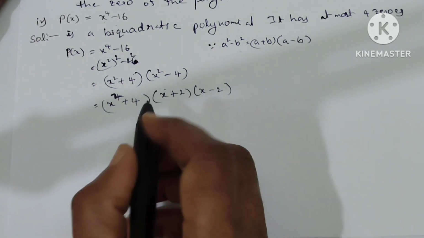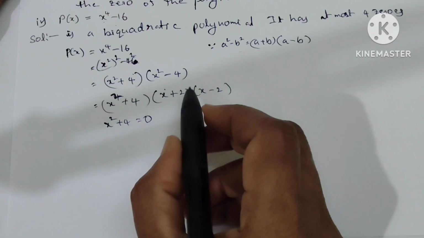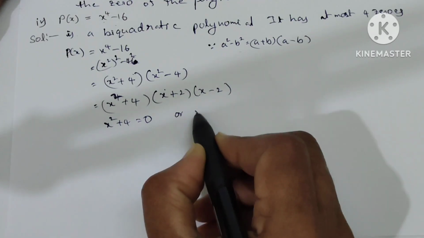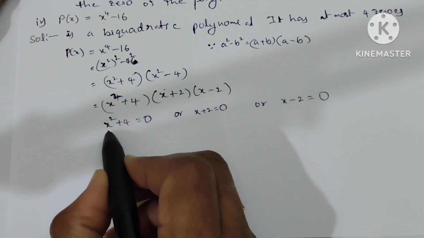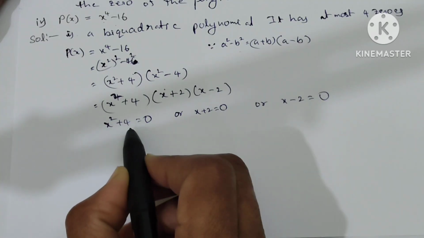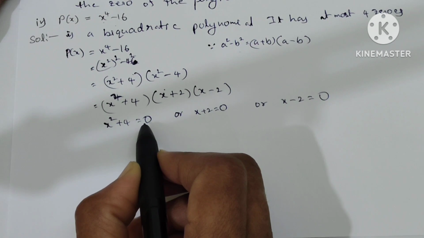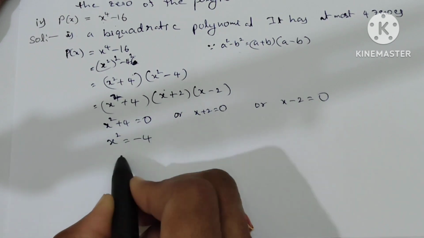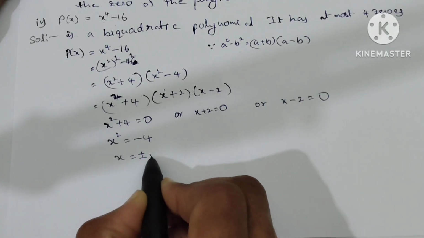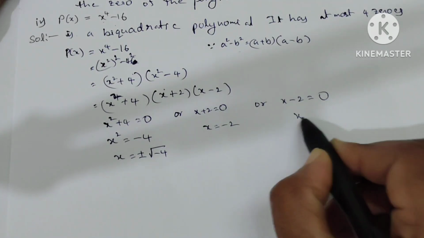So now x to the power of 2 plus 4 equal to 0, or x plus 2 equal to 0, or x minus 2 equal to 0. So x square plus 4 equals 0 means x square equal to minus 4. X square equal to minus 4 means x equal to plus or minus under root minus 4. So here x equal to minus 2, and x equal to 2.